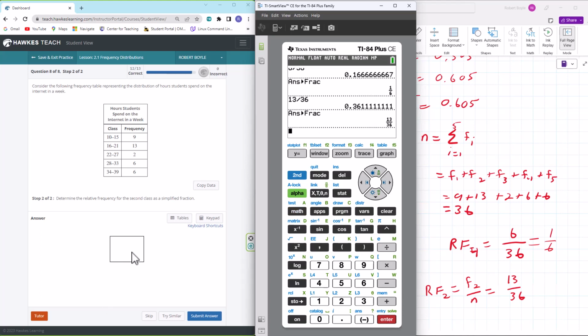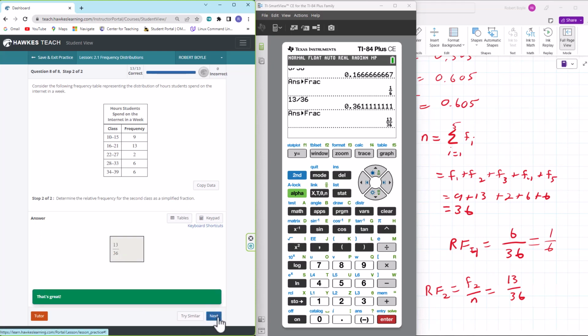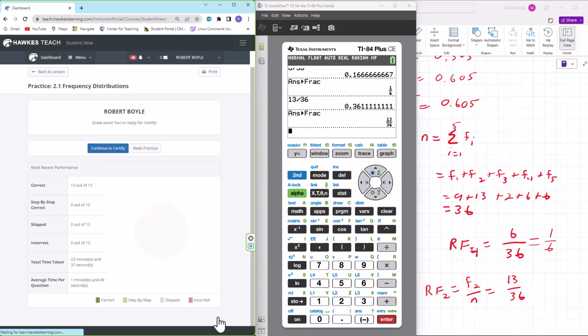So now all we need to do is click on our answer field, click slash, and then type in 13, go down with your cursor, 36, and submit answer. And there you go. And we are done. So that is pretty much how you do your homework.